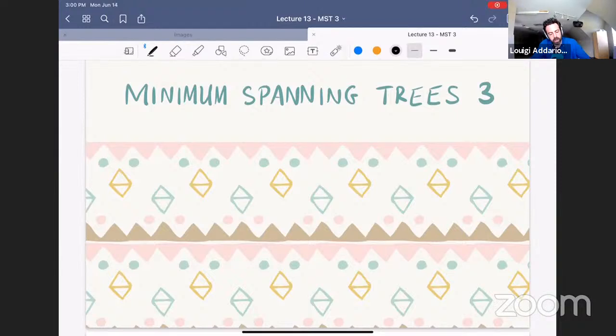I'm going to continue today talking about minimum spanning trees. And in fact, I think minimum spanning trees will pretty much take us through to the end of the week and the end of the course. So today we'll finish discussing two-dimensional and more generally Euclidean minimum spanning trees, and start discussing the mean field setting.